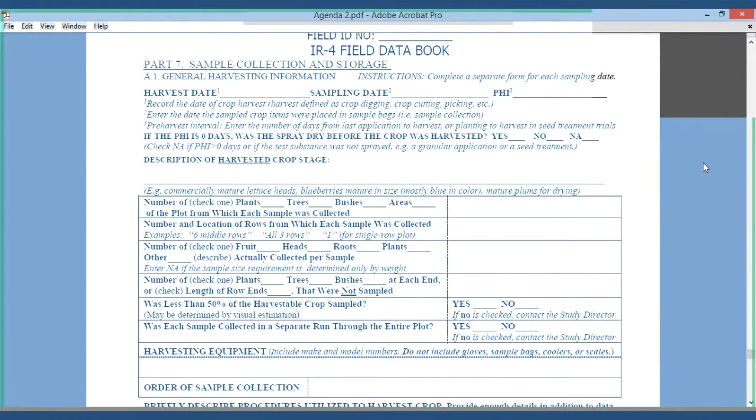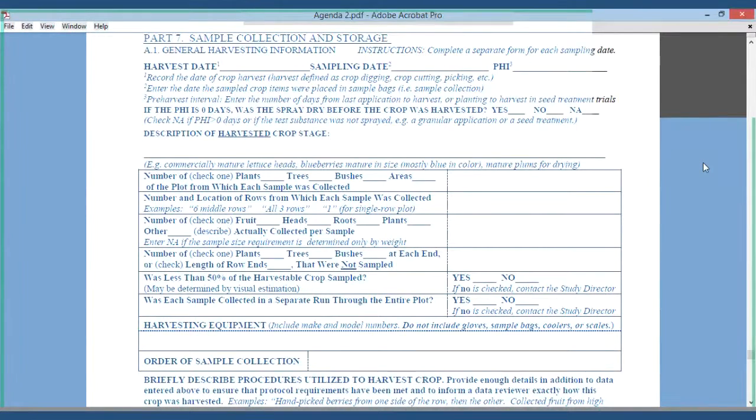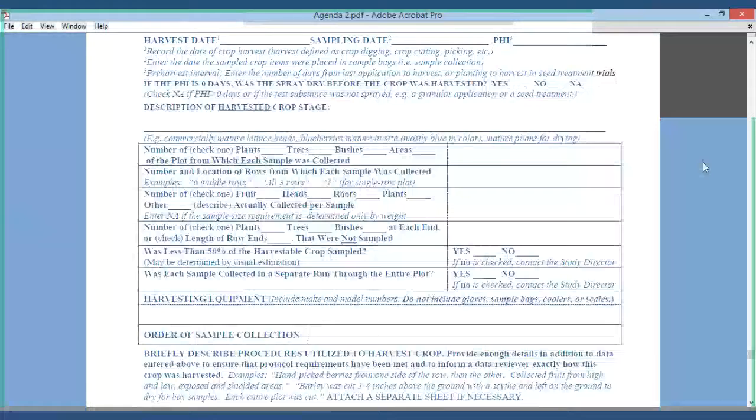So you include information such as the number of plants, trees, bushes, or areas that you've collected from, the number of rows, check the number of fruit or heads or roots or plants or whatever is required by the protocol. Was it less than 50% of the harvestable crop, either yes or no? And was each sample collection in a separate run through the plot?